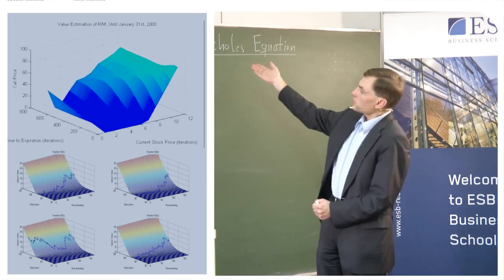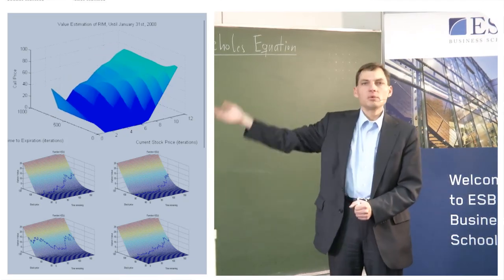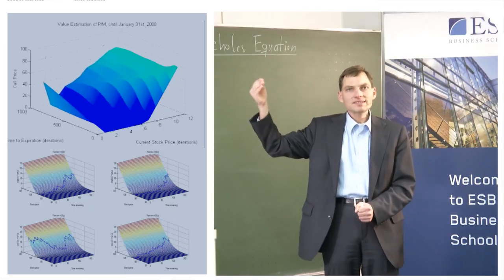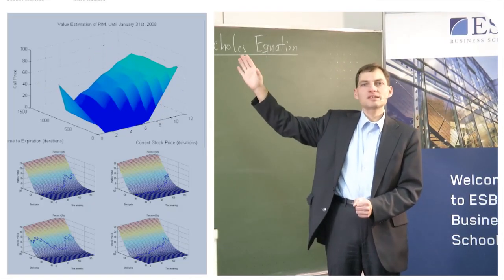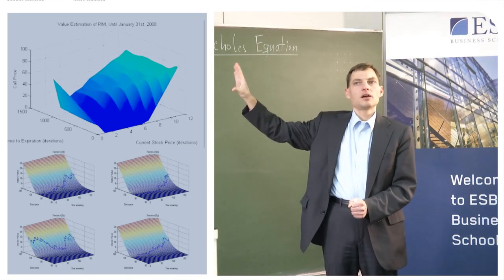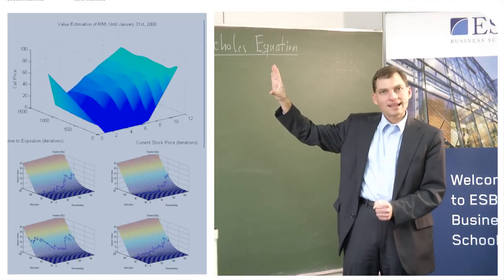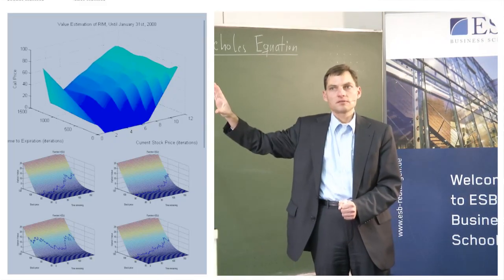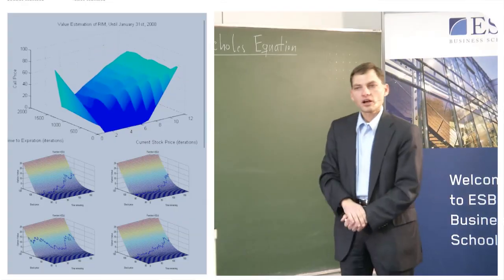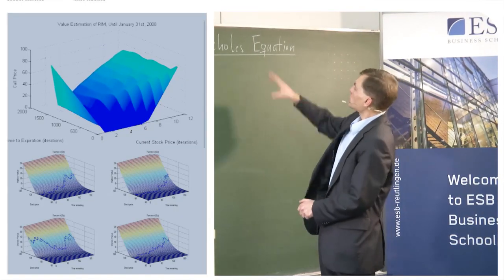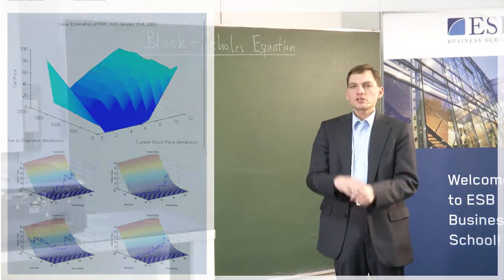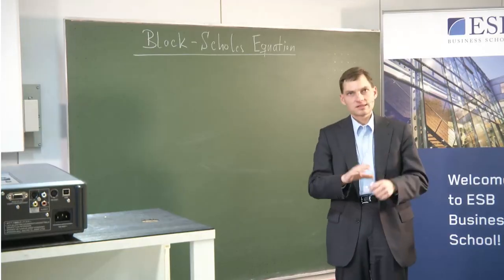So what I'm going to do here, mathematically, I will derive an equation, and this equation describes this three-dimensional surface. And then, in the next class, I will solve this equation. So let me start with the derivation of the Black-Scholes equation. First of all, there are certain assumptions we need.